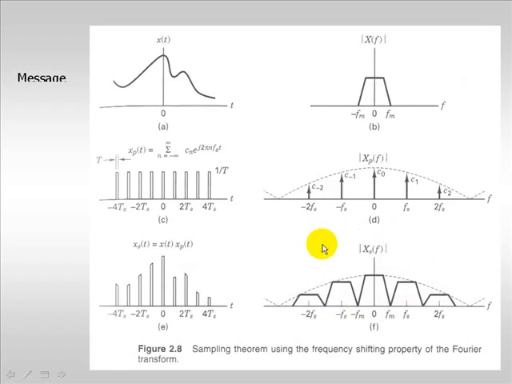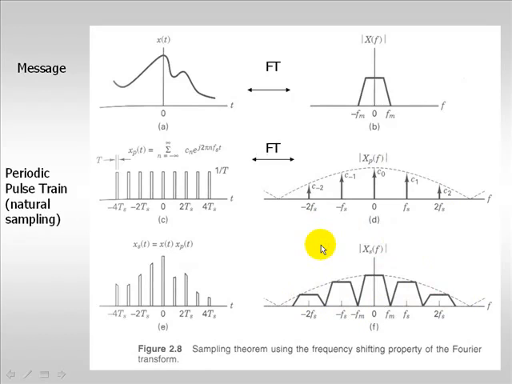Okay? So how do we recover the message from this sampled signal right here? How do we go from here to here? Well, the only difference is that you have to get rid of these multiple spectra if you want to recover the original signal. And the best way to do this is an ideal low-pass filter.